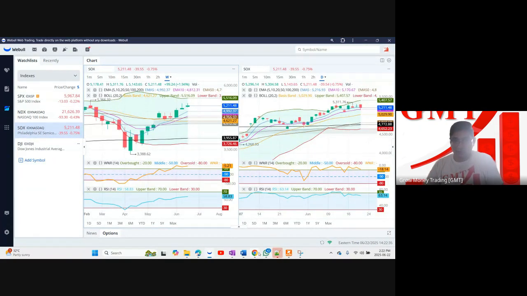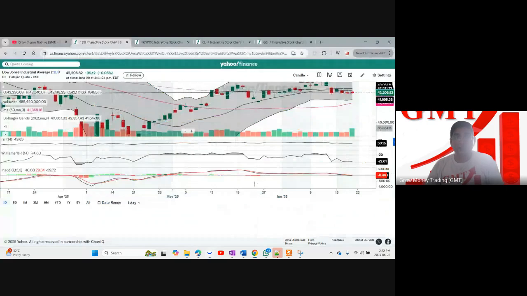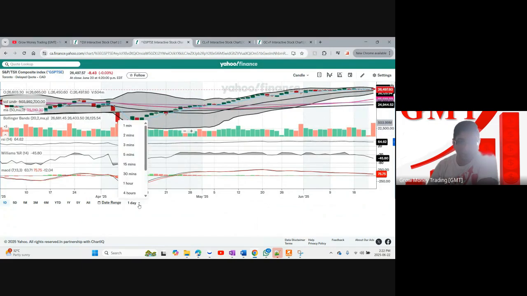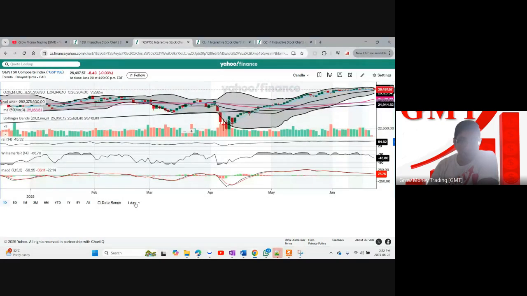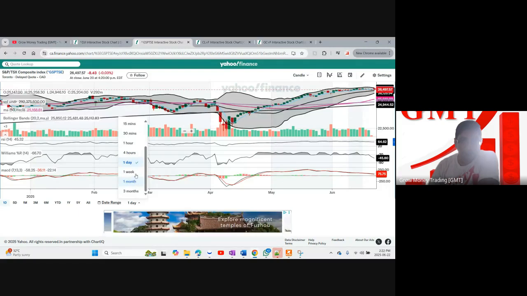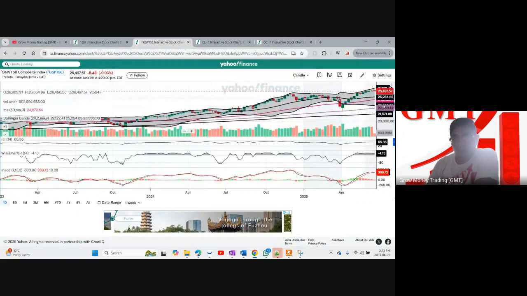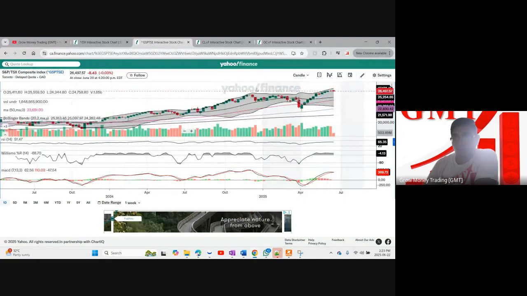All right, so that covers the major US indexes. We'll now take the Canadian index. It's again on a daily chart, so I'll quickly change to weekly. Just moving here.